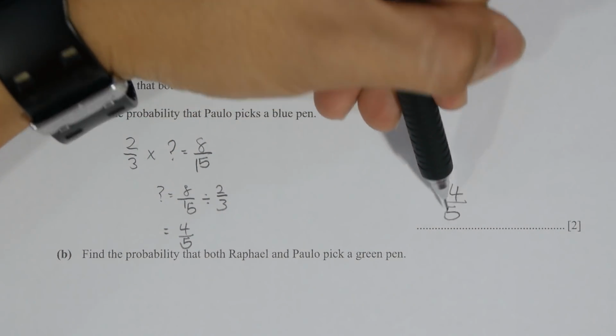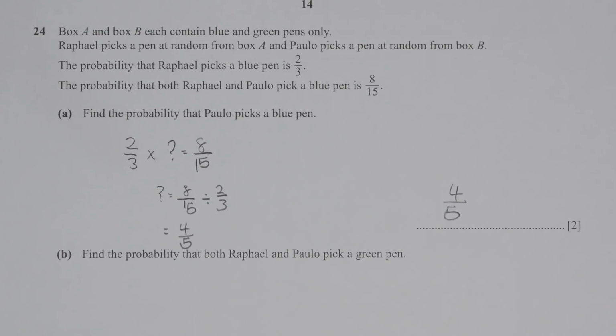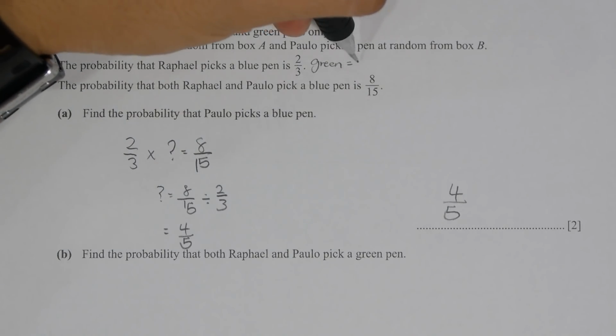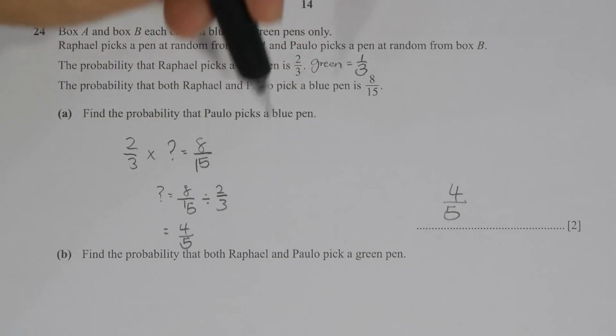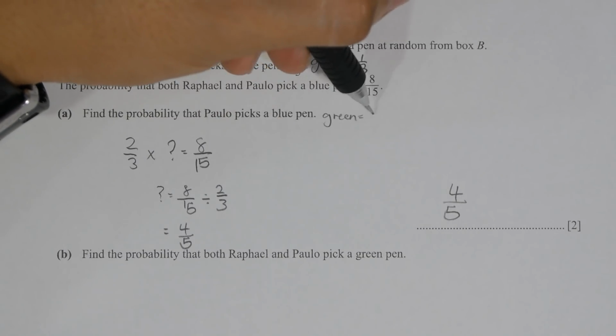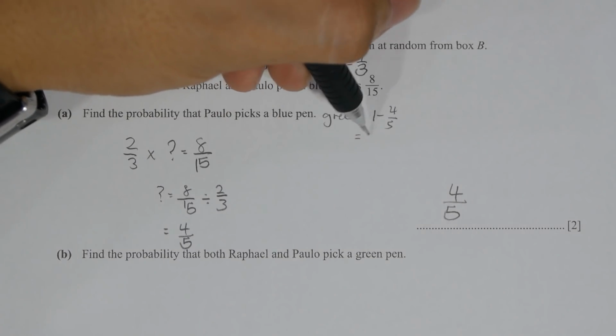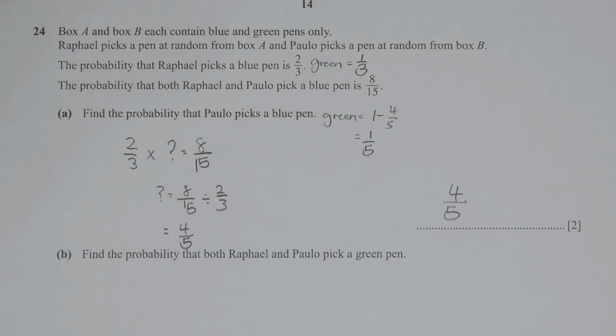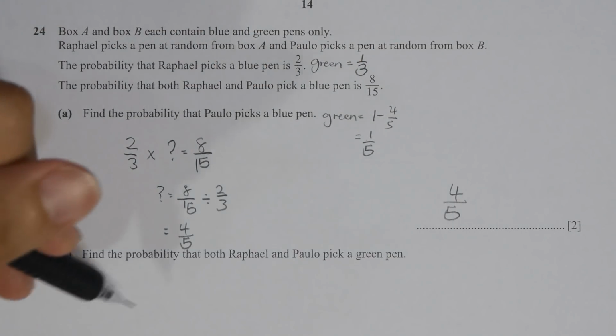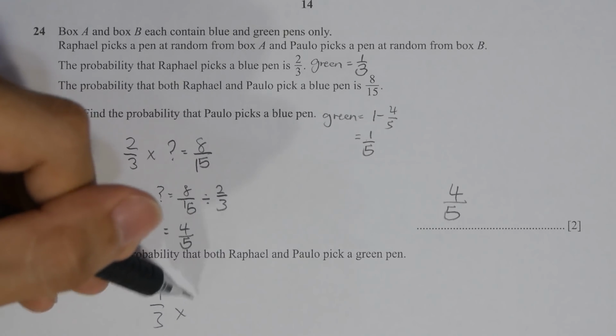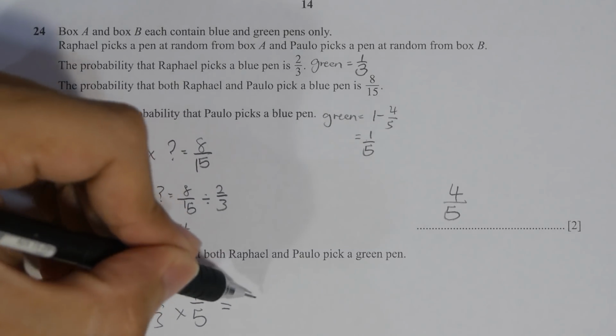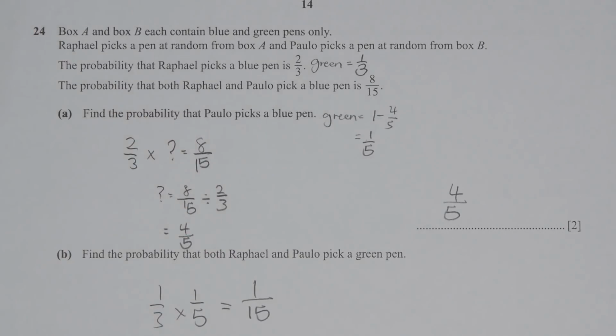For 24 part B, first you look back to the question. The probability Raphael picks a blue pen is 2 over 3, whereby for green it will be 1 over 3. With the answer we have gotten in part A, we can identify that Paula picks a green pen with probability 1 minus 4 over 5, which is 1 over 5. So just take these two values, 1 over 3 times 1 over 5 equals 1 over 15.